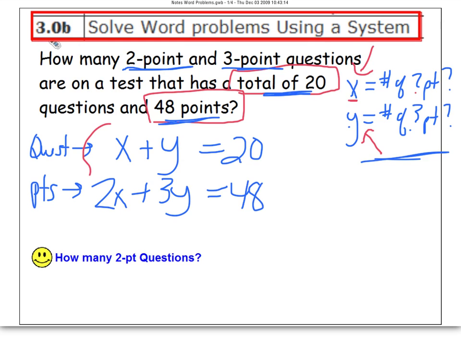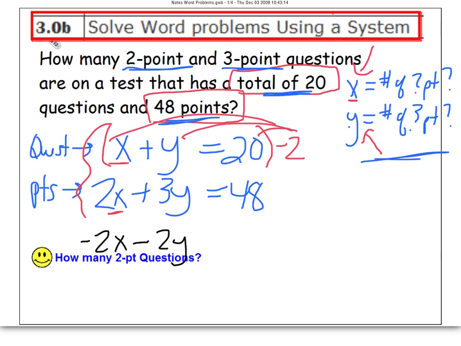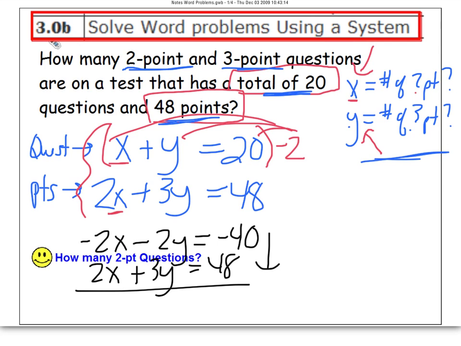I'm going to go with linear combination and get rid of the x's. Here's a 2x, so this needs to be a negative 2x. So I'm going to multiply the top equation by negative 2 and multiply it through. That'll give me negative 2x minus 2y. Don't forget to multiply it by the 20, minus 40. So then I'll rewrite the second equation so it's nice and lined up. Okay. Add straight down. Negative 2x plus 2x falls out. Negative 2y plus 3y is 1y. Negative 40 plus 48 is 8.